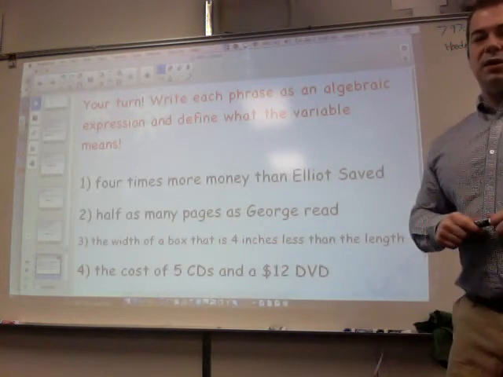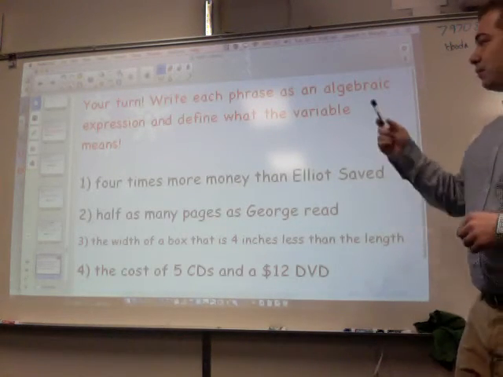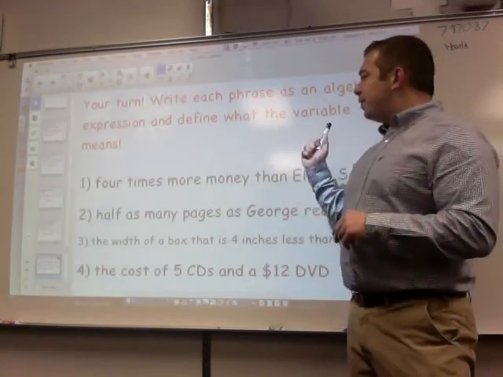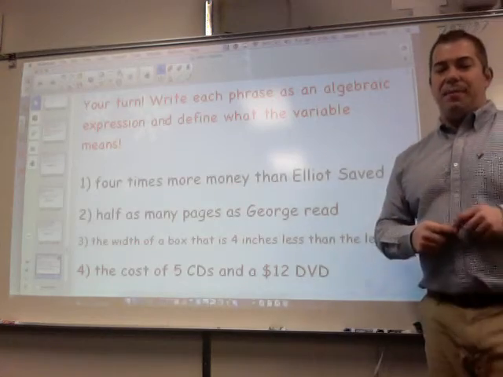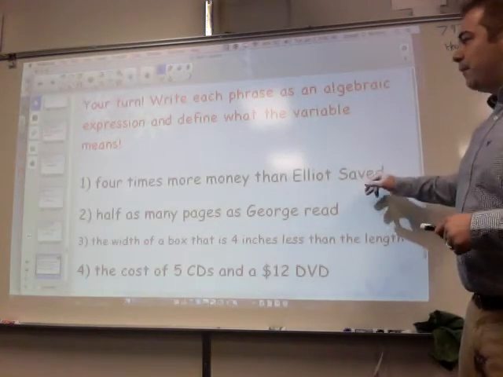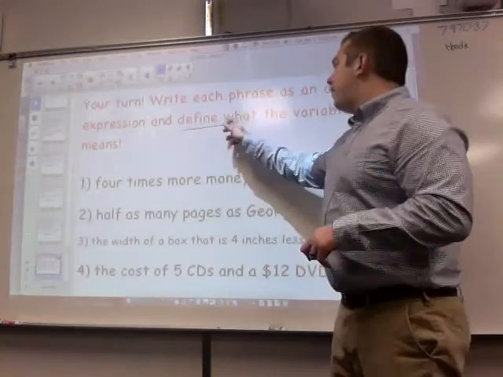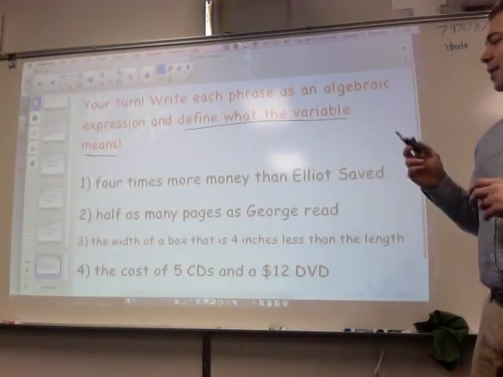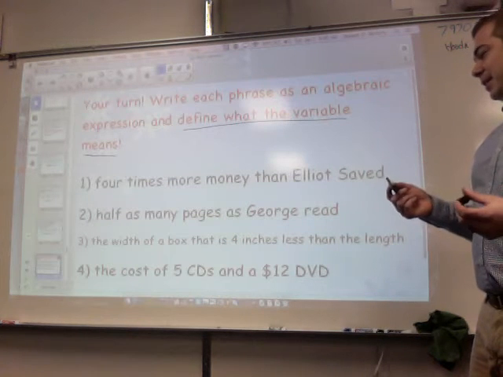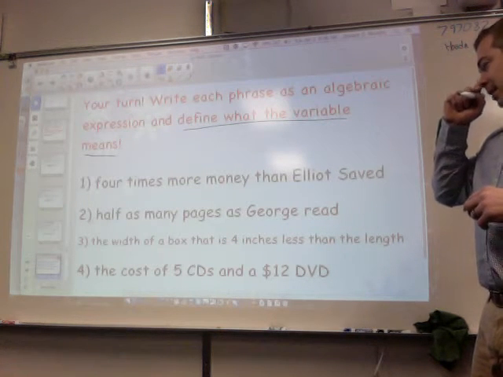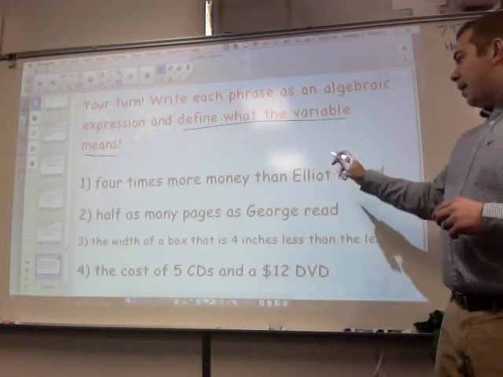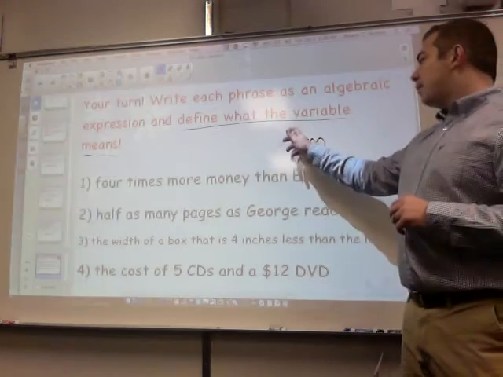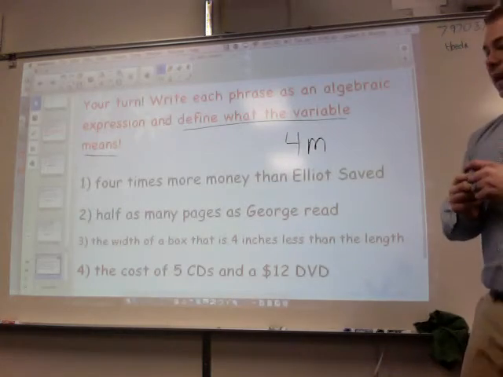Here's your assignment for tonight. There's 4 questions. Write each phrase as an algebraic expression and define what the variable means. We haven't done that part yet. All right, so I'm going to do number 1 for you because we haven't defined what the variable means yet, but I bet you can figure it out. All right, 4 times more money than Elliot saved. Okay, so Elliot saved some money here. So I'm going to use m for my variable, and we're going to do 4 times more than what Elliot saved. So that's the answer to number 1.